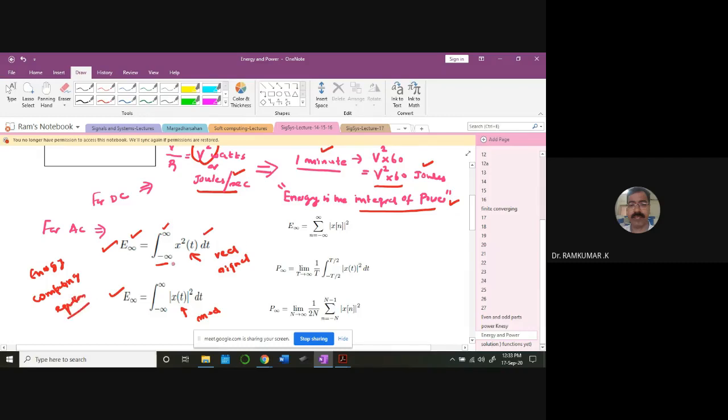In the same manner, you can compute it for discrete time signals also. That's nothing but x of n the whole square, with the index running from minus infinity to plus infinity, and the mod for complex signals also. Power is computed over a period of time, so over one period, with T running to infinity: 1 by T, integral from minus T by 2 to T by 2 of x(t) the whole square dt. The same manner applies for the corresponding discrete time domain. Remember these 4 equations.